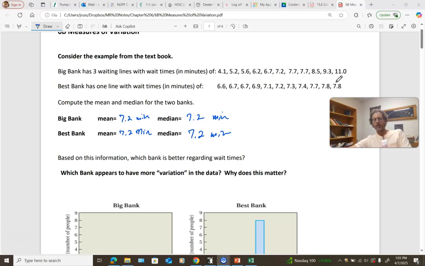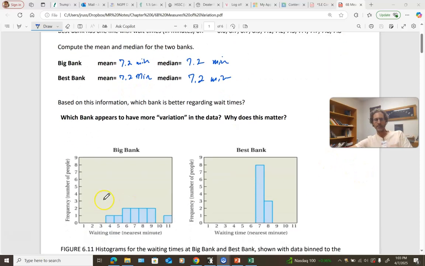So, the mean and the median are both the same, but the variation is different, okay? In fact, the variation for Big Bank is much more than the variation in the data for Best Bank. Because see, for Best Bank, all these values right here are clustered a lot closer to the actual mean. For Big Bank, these values are much farther away on both sides of the actual mean.